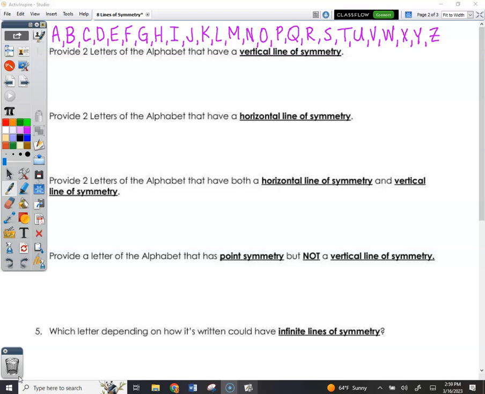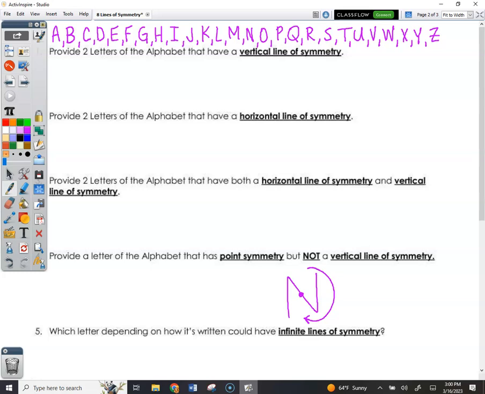Now, it says provide a letter of the alphabet that has point symmetry, but you cannot fold it hot dog style. N. N has point symmetry. If I rotate it 180, I will end up with an N, but can I fold it hot dog style? No. You might think, yeah, you can because of the lines, but that bar in the middle would be off. There's one more letter.